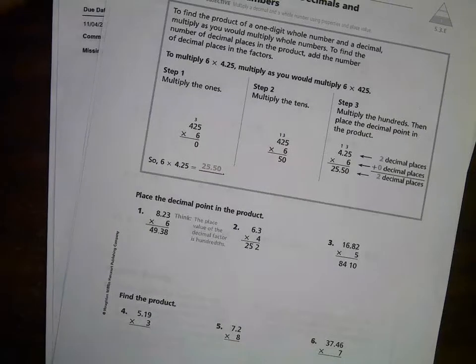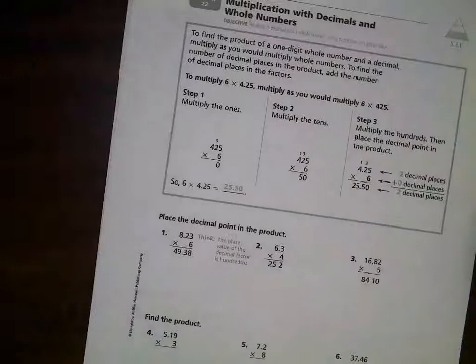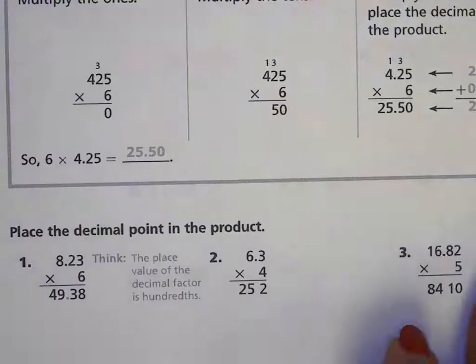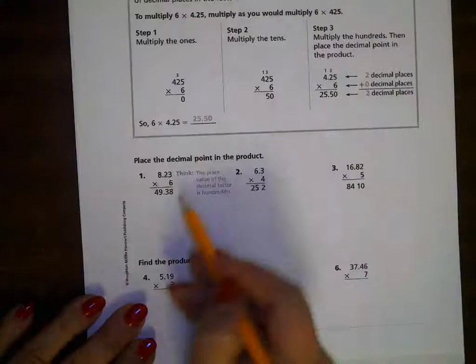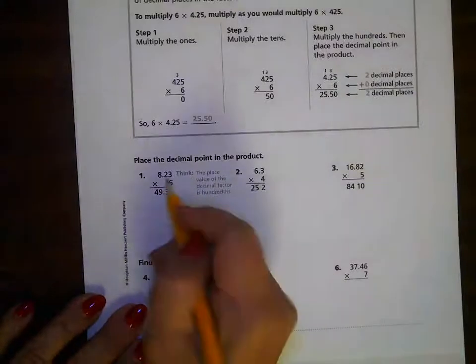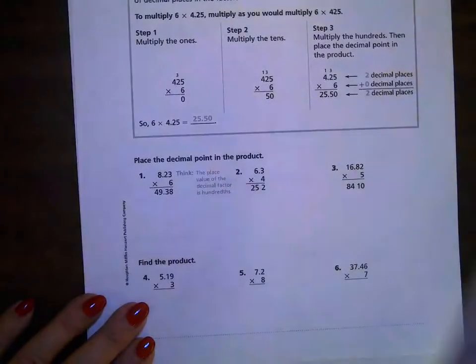Okay, so for Miss Rose's math class, this is what your homework was for this evening. Just move those papers out of the way. We were multiplying a whole number by decimals and whole numbers. Let me reduce that. This one was already done, and we were looking at where you would put that decimal.